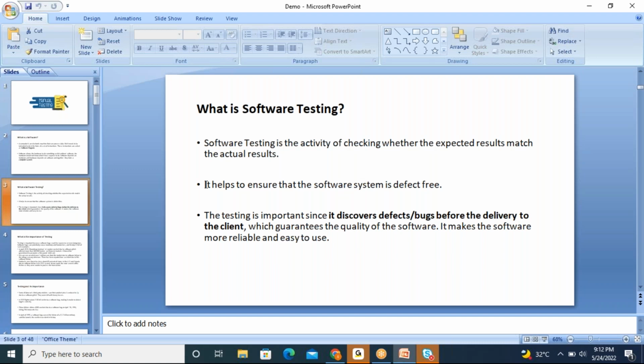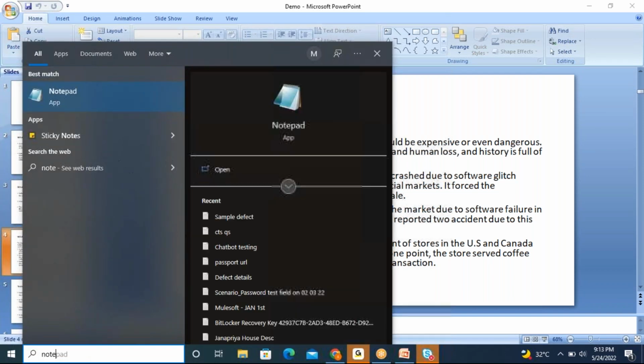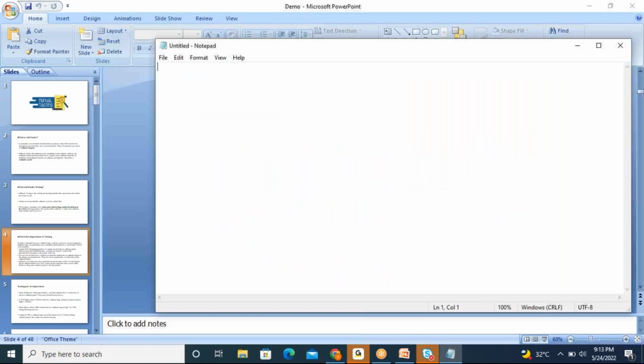Yes. So we are going to discuss the importance of testing, why we are performing the testing, and why companies are acquiring testing professionals. I will tell you one small example. Let me take one small example. The developer has developed one application called calculator.